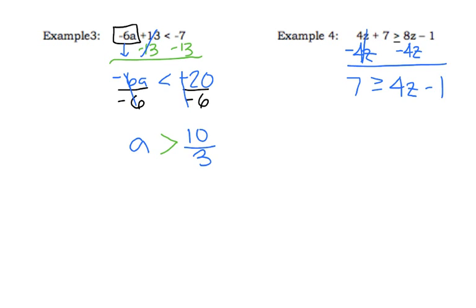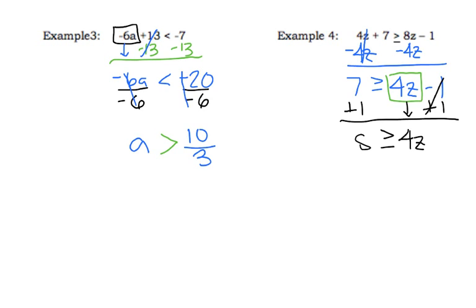All right, I'm going to box the 4z because z is what I'm solving for. We get to add 1 to both sides because that's the opposite of negative 1. That cancels out. We get 4z. 7 plus 1 is 8. So 8 is greater than or equal to 4z. Last step here is to divide by 4. And we end up with 2 is greater than or equal to z.